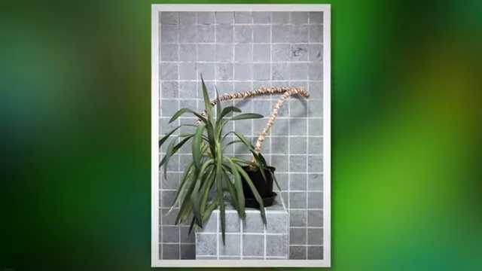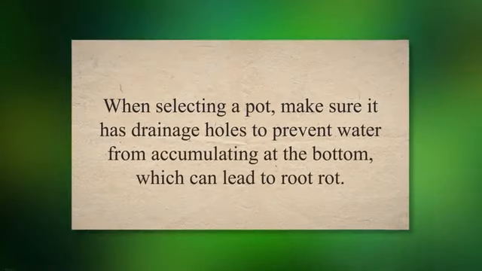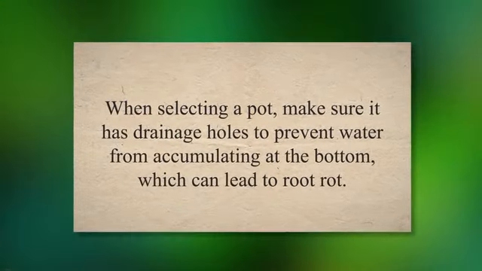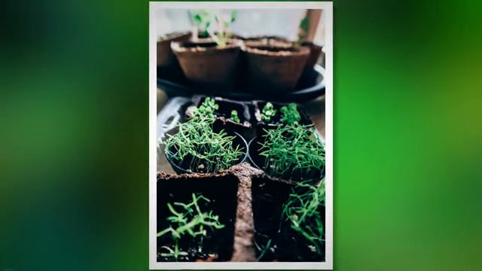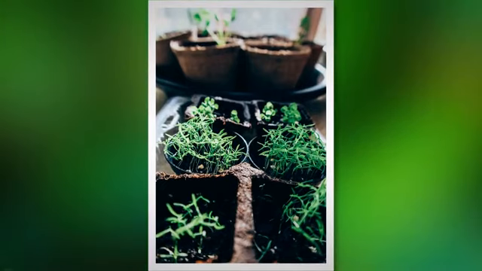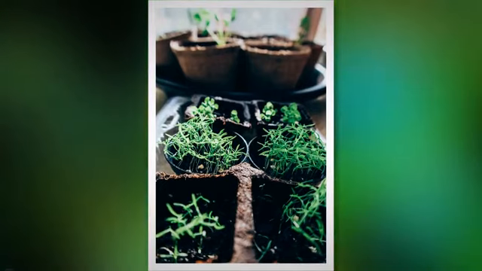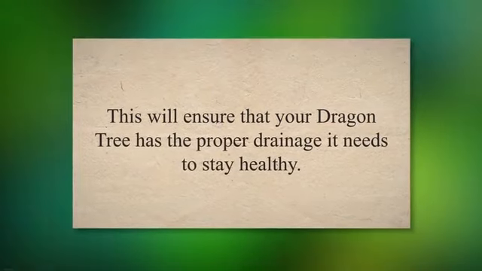Dragon trees have relatively small root systems, so they don't need a very large pot to thrive. When selecting a pot, make sure it has drainage holes to prevent water from accumulating at the bottom, which can lead to root rot. I recommend using a well-draining potting mix, such as a mix designed for cacti and succulents, or you can make your own by combining equal parts potting soil, perlite, and peat moss. This will ensure that your dragon tree has the proper drainage it needs to stay healthy.